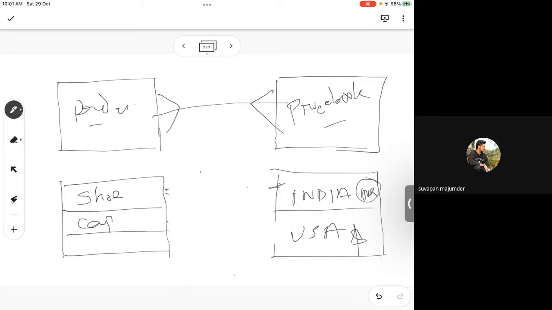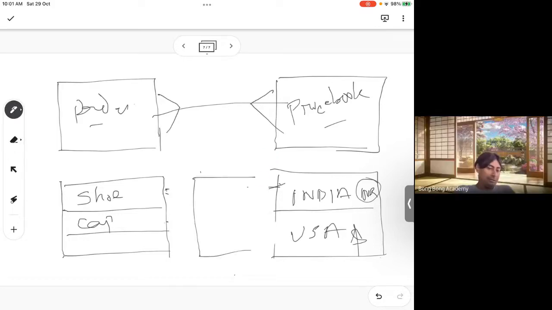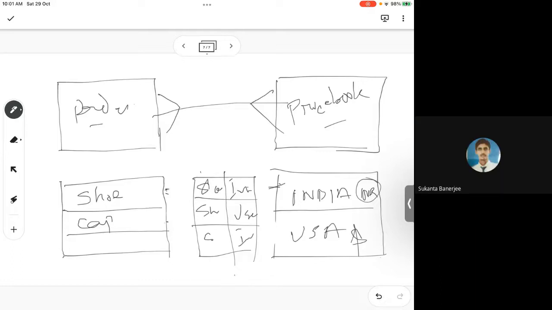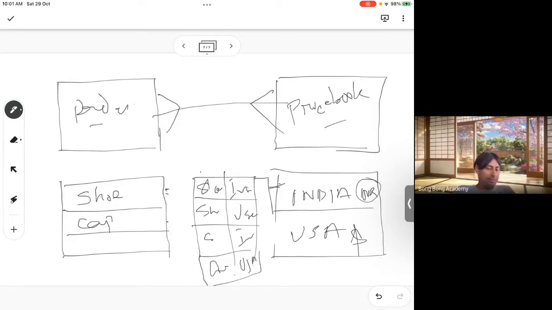So there is another table coming in, which creates this mapping. Shoe, India; shoe, USA; cap, India; cap, USA. Simple. Mapping is established.